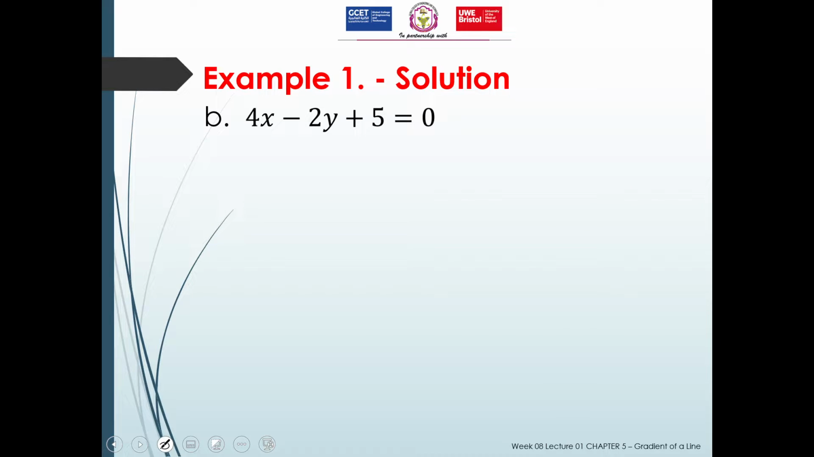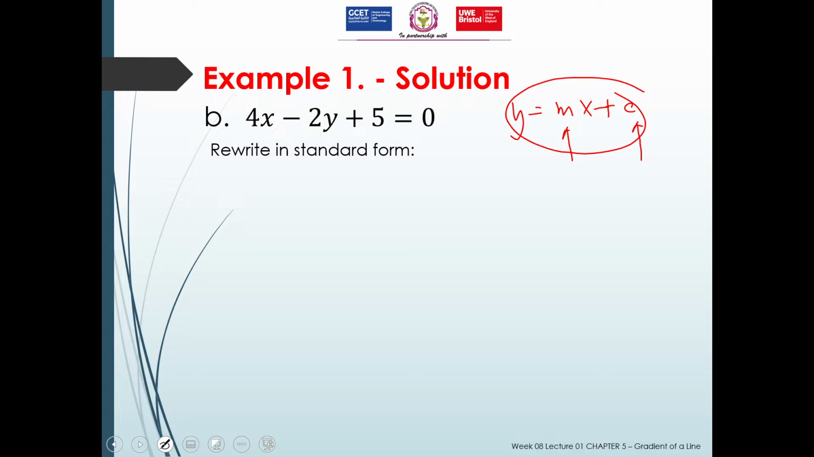Now letter b. The equation is given in general form, 4x minus 2y plus 5 equal to 0. The first thing that we're going to do here is to rewrite this into the form y equals mx plus c, because from here we can determine directly what your m and your c are. So to do that, from 4x plus 5 equals 2y, I just put 2y on the other side, so negative 2y becomes positive 2y. Or if we flip the equation, we get 2y equals 4x plus 5.